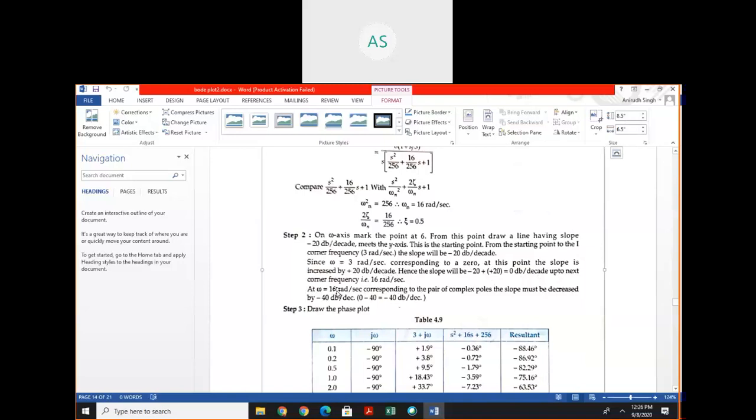And at 16 radians per second, a pair of complex poles is activated. So the slope is decreased by 40 dB per decade.